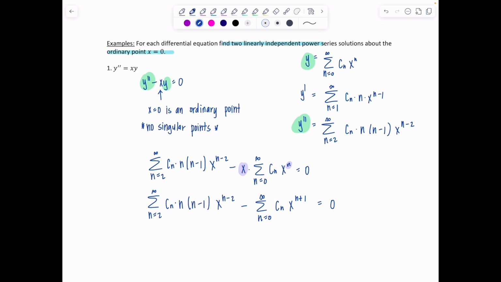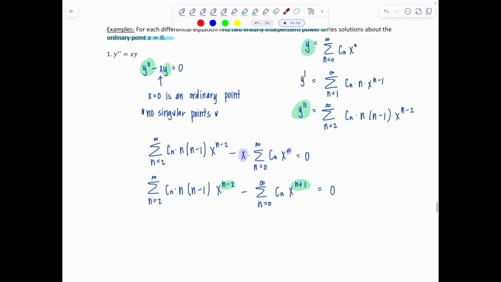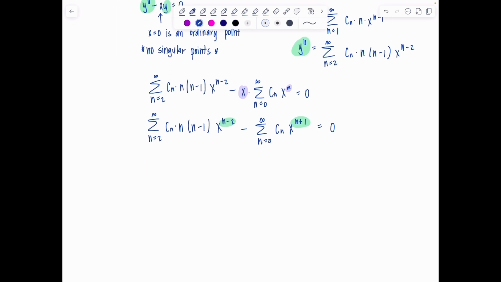Now remember, our goal that we went over when we were finding power series solutions in the last lesson is to have the power on x match on both these terms. So what I'm going to do is shift the index of summation here. If I want this to be n plus 1, it needs to go up by 3. So all of my n's I'm going to replace with n plus 3. And then I would need to start 3 lower. So I'm going to have to start now at n equals negative 1. So n equals negative 1 to infinity.